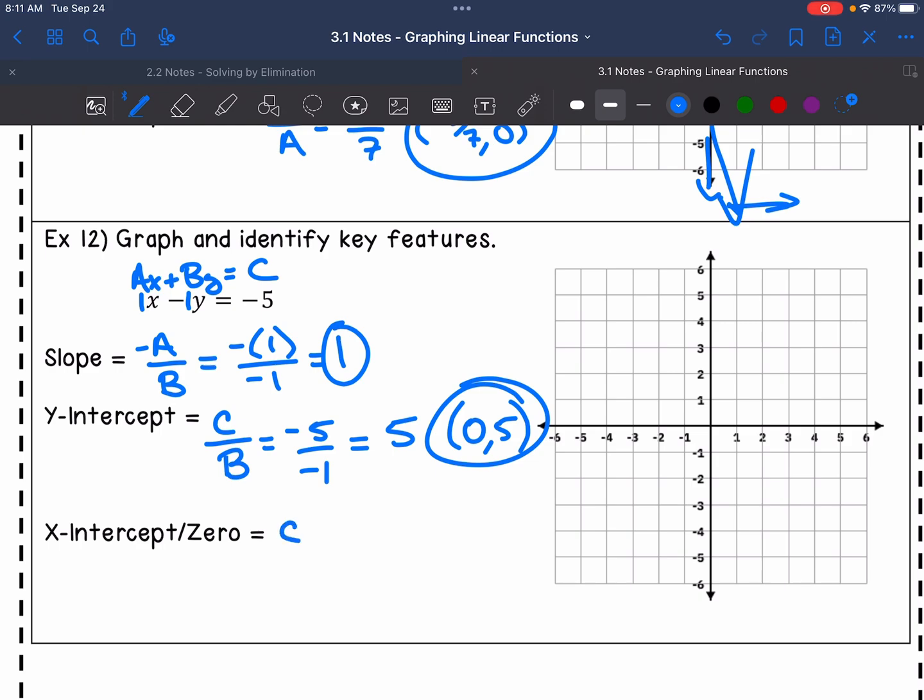And our x-intercept is c over a. So negative 5 over positive 1, which is negative 5. So this is the point negative 5, comma, 0. All right, so graphing what we have, I've got negative 5, 0, and then I've also got 0, 5. If I wanted to fill in any points in between, my slope was a 1, which means I also have points on all of my corners.